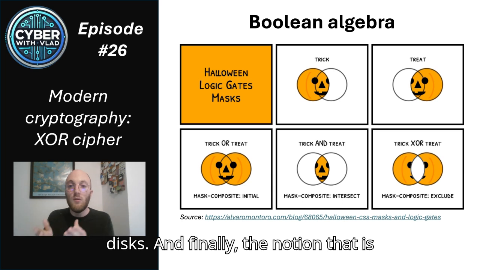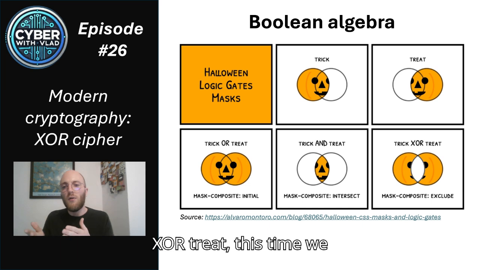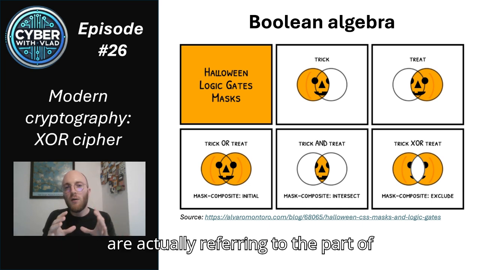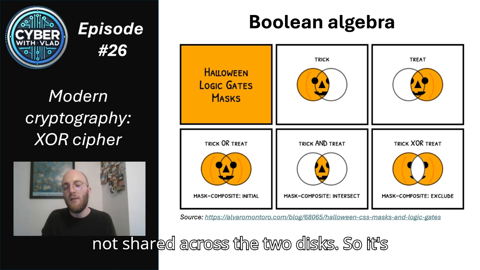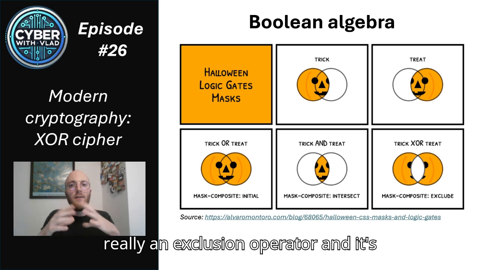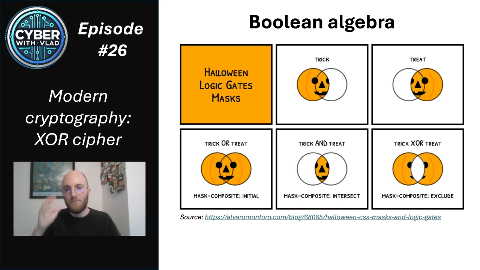And finally, the notion that is of interest today: when we say trick XOR treat, this time we are actually referring to the part of each disk that is not common, that is not shared across the two disks. So it's really an exclusion operator, and it's really useful in modern cryptography.